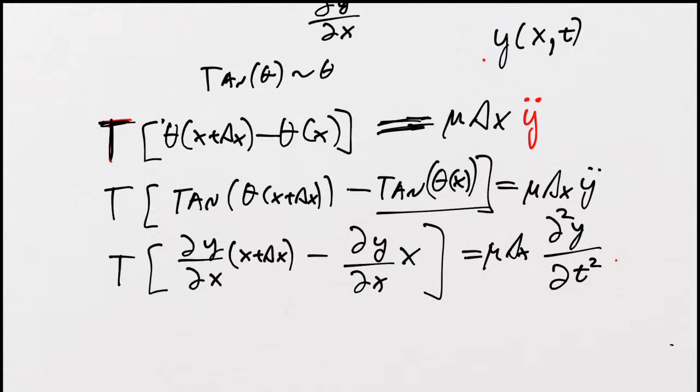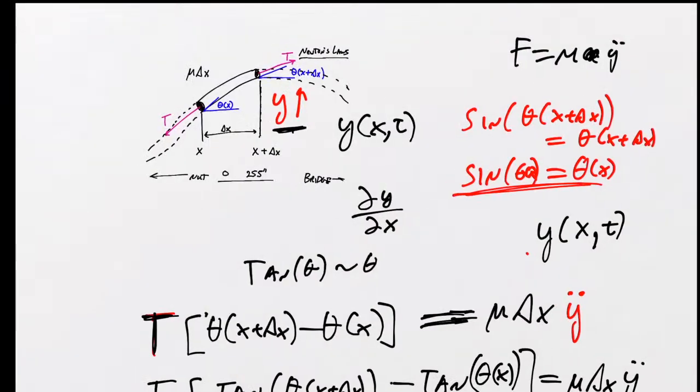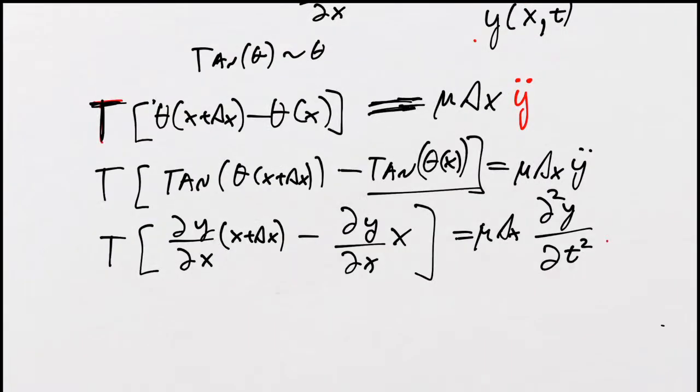We have one step left. We have to divide through by the little bit of string, right? This little bit of delta x. We decided to cut this string into a small part. We're going to divide through by that delta x, right? Divide through. I'll put that delta x under here, under the left-hand side.